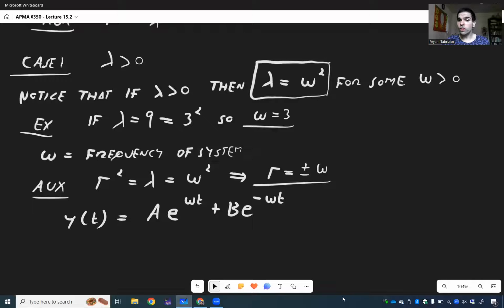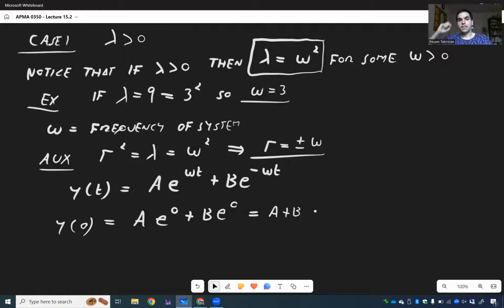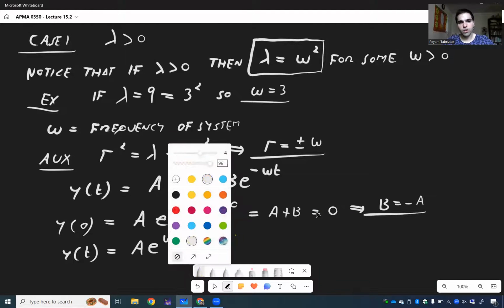And now what we want to do, we want to plug in our boundary conditions. So let's plug in y of 0. So y of 0, it's a e to the 0 plus b e to the 0. That is a plus b. But remember, y of 0 is 0. So a plus b is 0. So b is minus a. So already we can see y of t is a e to the omega t minus a e to the minus omega t.